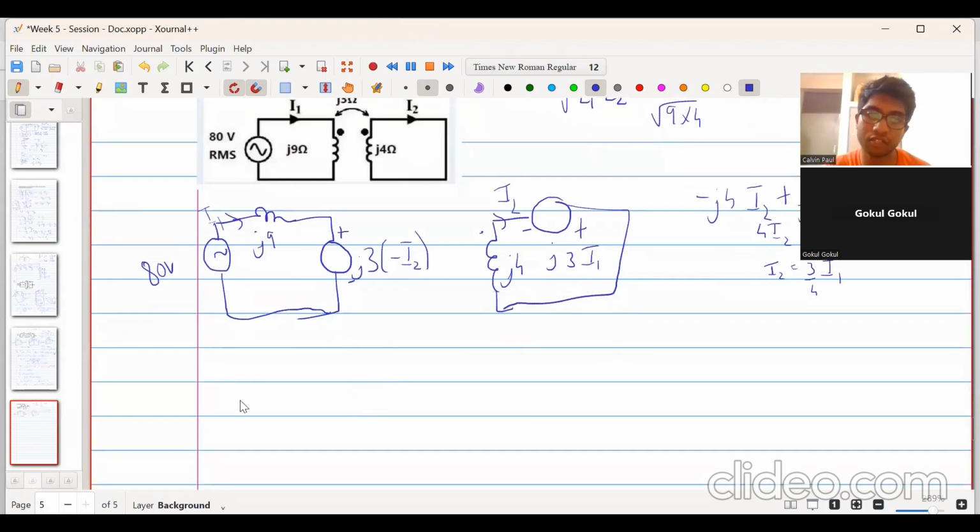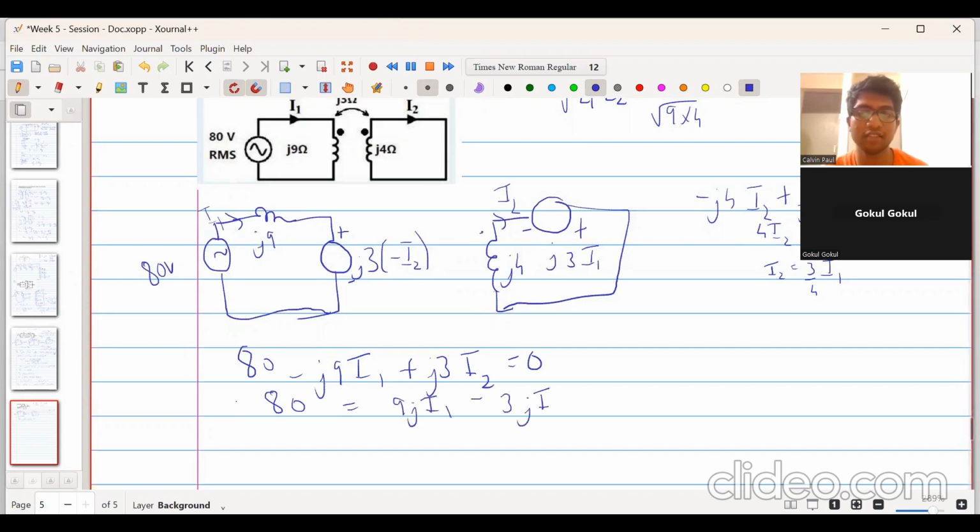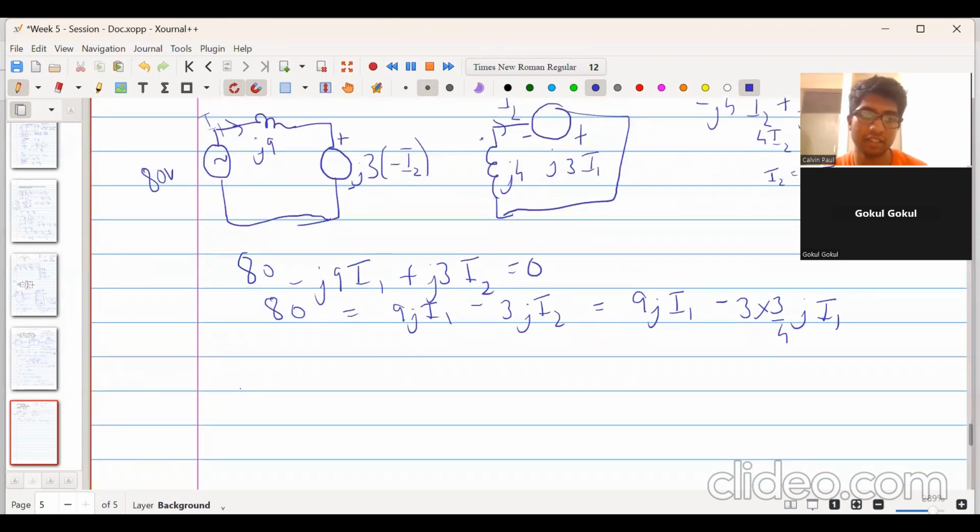Similarly, when we apply KVL in the first loop, we get 80 minus j9 into I1, and this minus and this again minus, so it becomes plus j3 into I2 equal to 0. So 80 equals 9j I1 minus 3j I2, that will be equal to 9j I1 minus 3 into 3 by 4 j I1. So 80 is equal to j into I1 into 9 minus 9 upon 4. Can you calculate and tell me what will be I1?